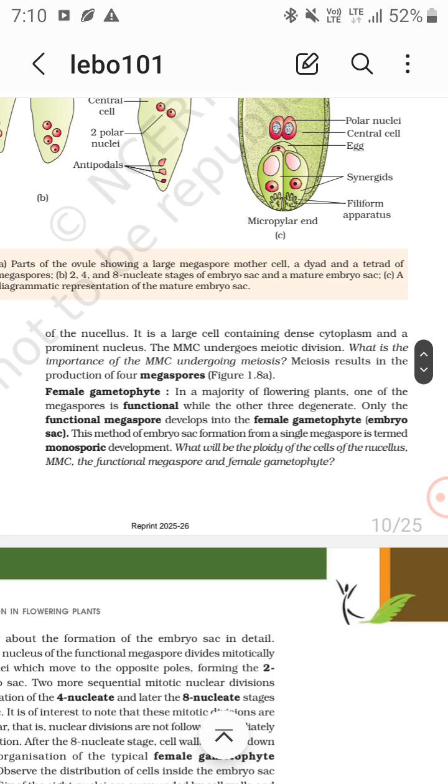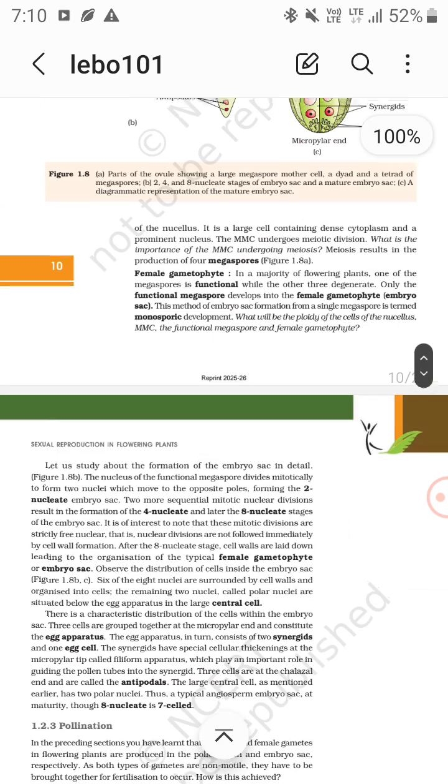So what will be the ploidy of the nucellus? Is it haploid or diploid? If you don't know, go and search on Google. The megaspore mother cell is diploid. The functional megaspore is haploid. The female gametophyte is haploid. Okay, so this is it.